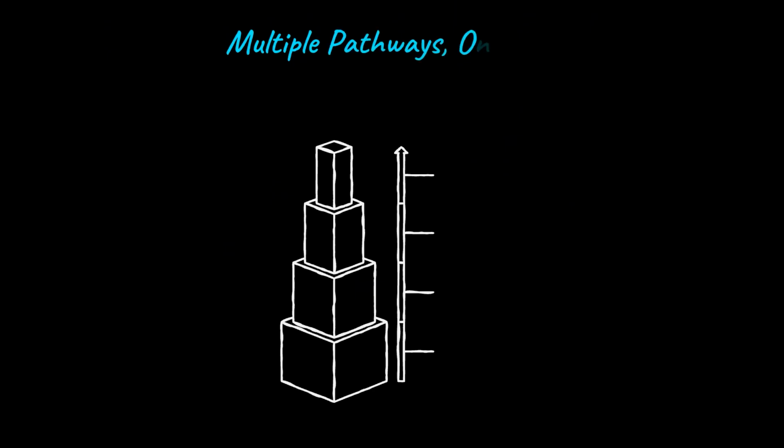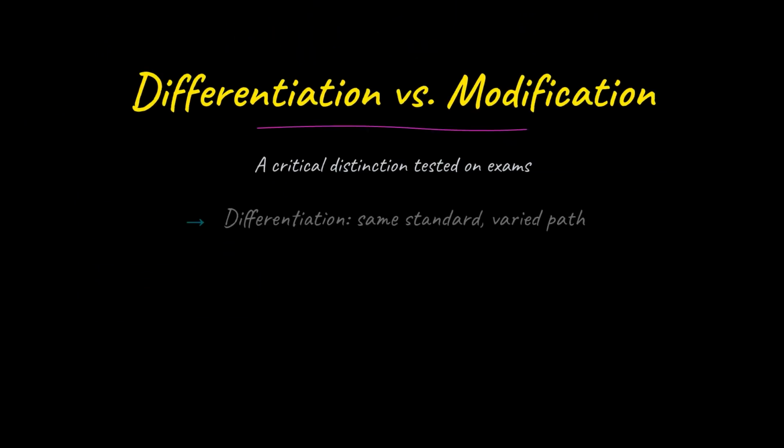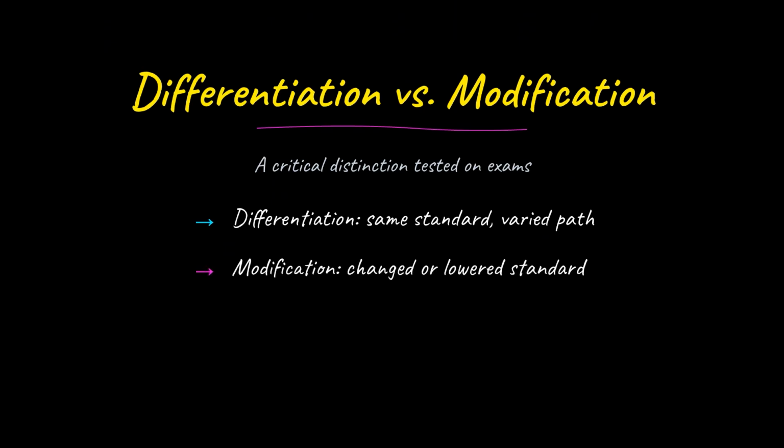In practice, a teacher identifies what every student must learn, then designs multiple entry points. Students may read, build a model, or watch a video, but every route leads to the same demonstrated mastery of the concept. The most tested distinction is differentiation versus modification. Differentiation keeps the standard intact and varies the route to it. Modification changes what the student is expected to learn.